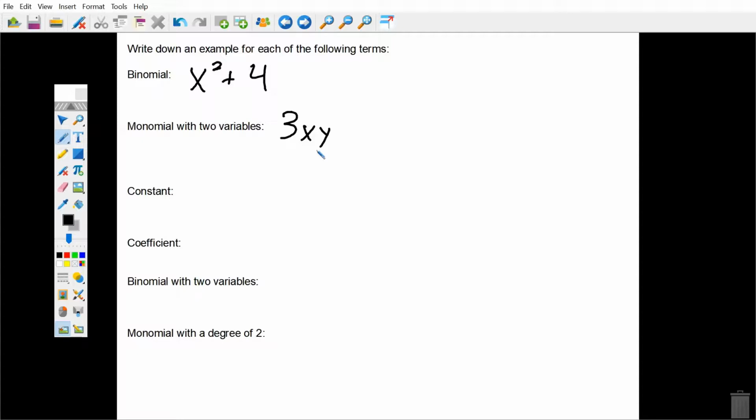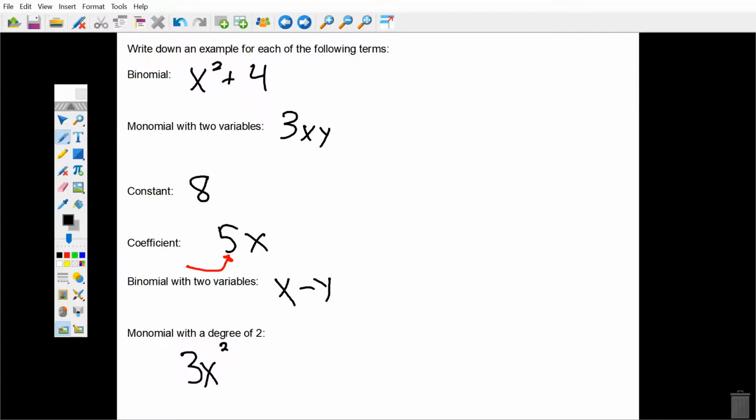A constant can have no variable attached, so it's just a number. A coefficient is a number in front of the variable, so it would be something like that, to show that you understand the 5 is the coefficient. A binomial with two variables could be x minus y, and a monomial with a degree of 2 could be something like 3x squared. So again, your answers are probably different than mine, but as long as they followed all those rules, then they are all correct.